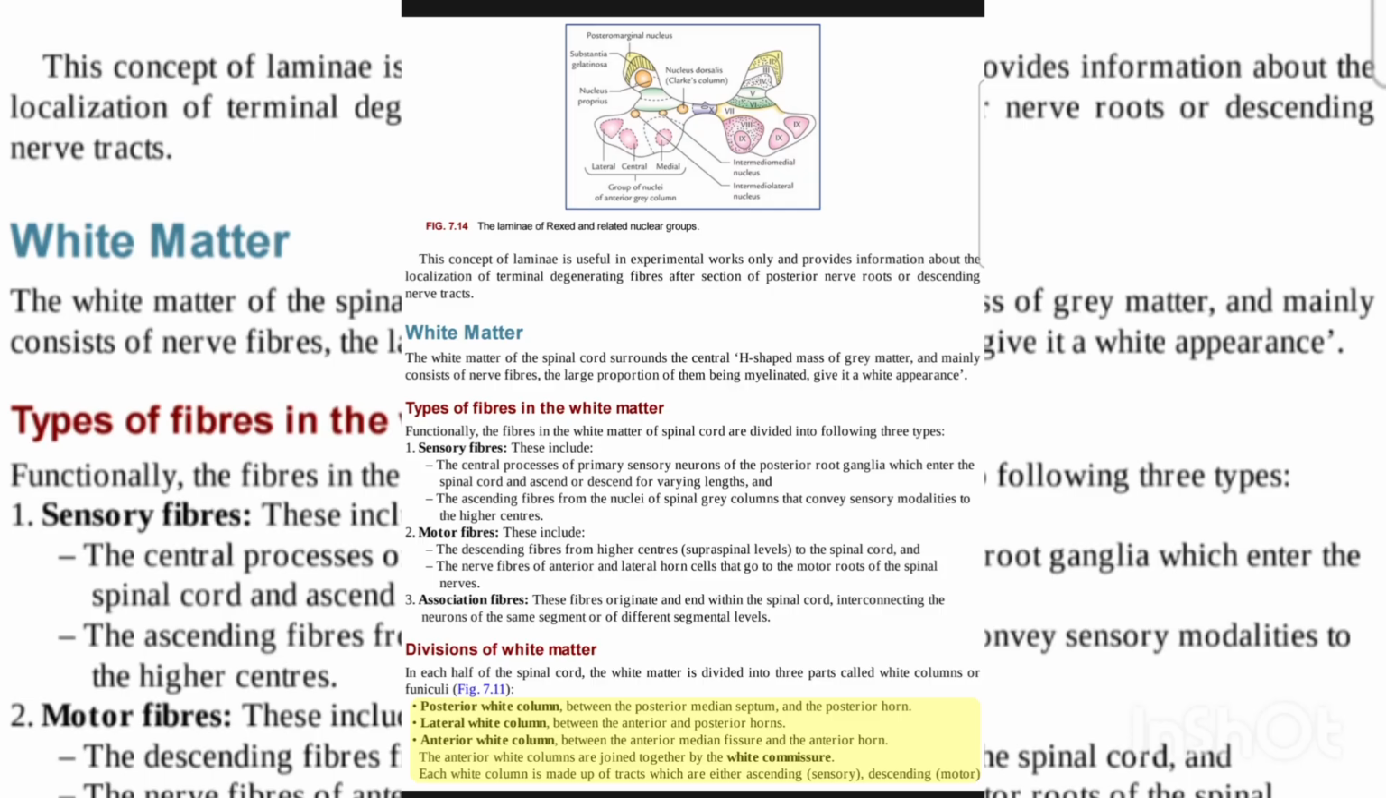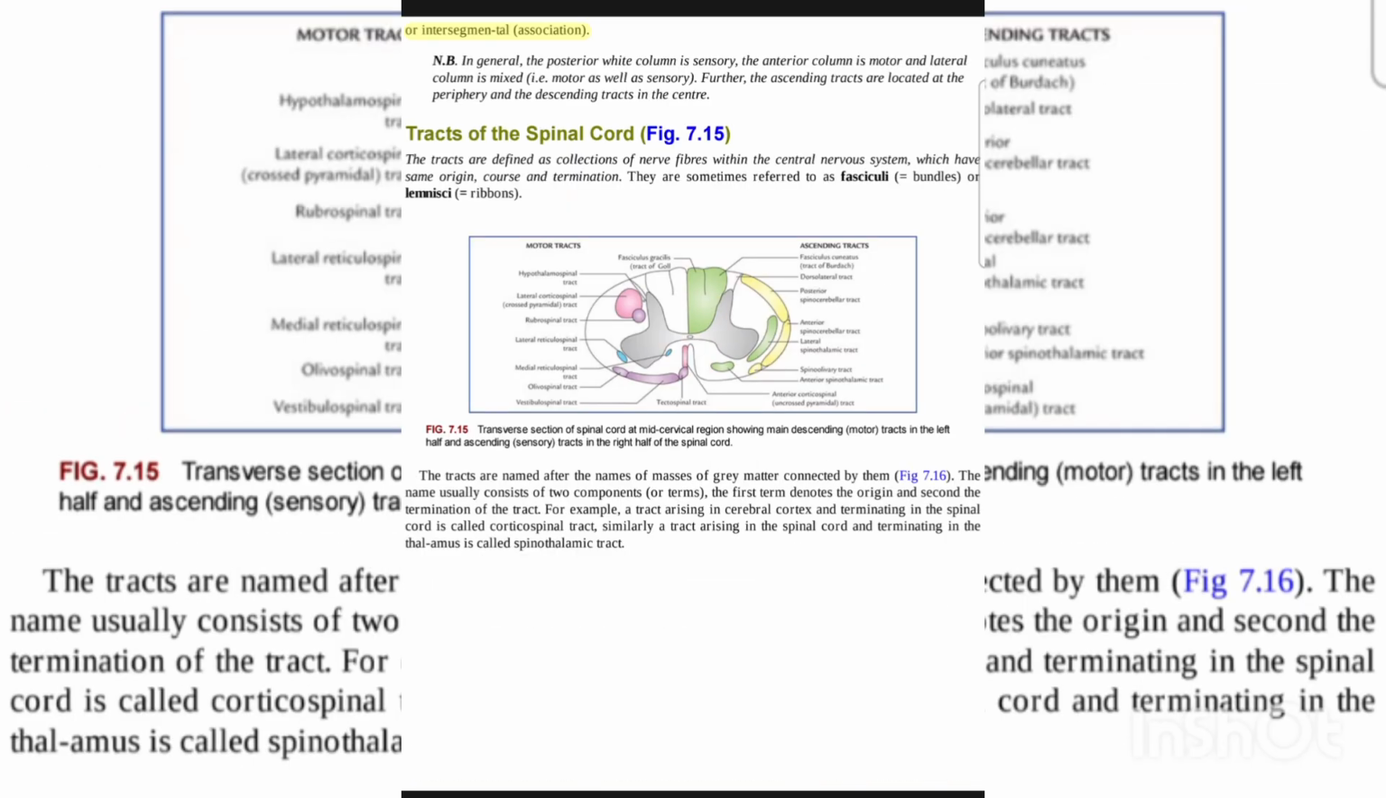Each white column is made up of tracts which are either ascending, sensory, descending, motor, or intersegmental, association. NB. In general, the posterior white column is sensory, the anterior column is motor and the lateral column is mixed, i.e. motor as well as sensory. Further, the ascending tracts are located at the periphery and the descending tracts in the center.